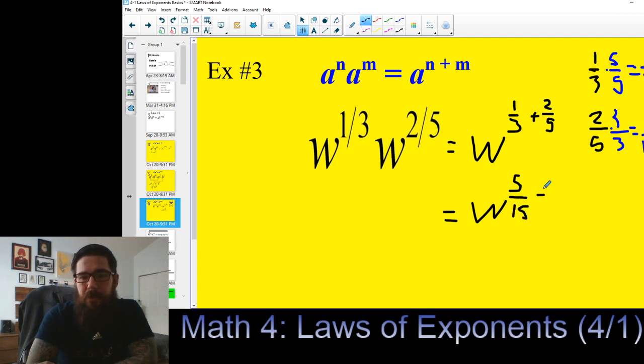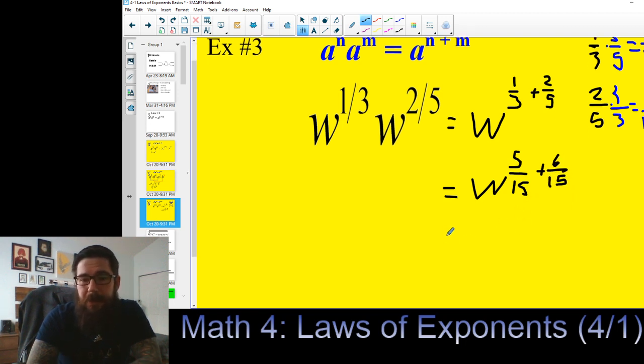And then I'm adding to it. And again, these are all in the exponent. It's a little weird because they're fractions, so their size difference looks a little odd here. I'm going to add 6 15ths. Now that they have that common denominator, just add the numerator straight across. That's going to give me w raised to the 11 15ths.